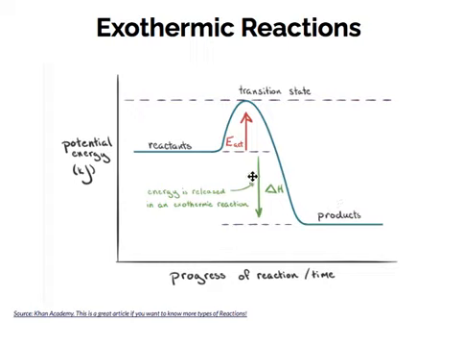Overall, the delta H, which again is that change in heat energy for the reaction, is negative because energy is released in the form of heat. Notice the activation energy up here, or the energy required to get the reaction started, is much lower in this particular exothermic reaction than in the previous energy diagram for the endothermic reaction.